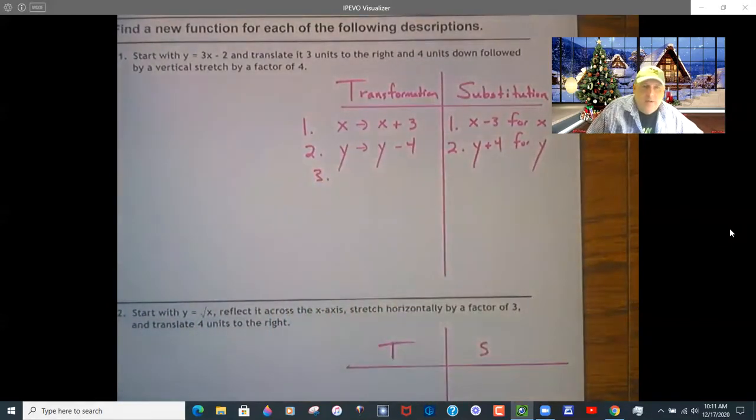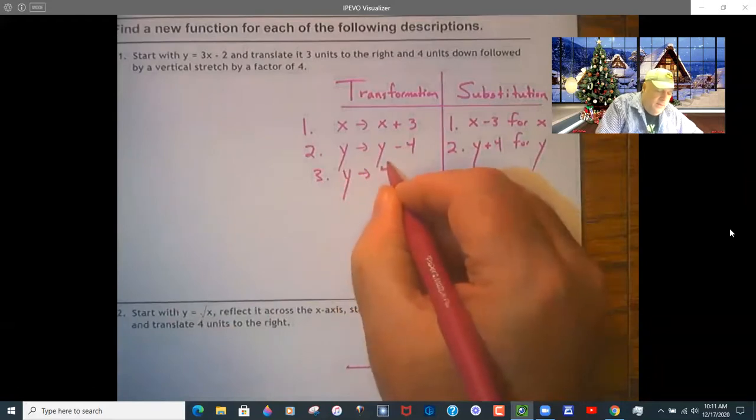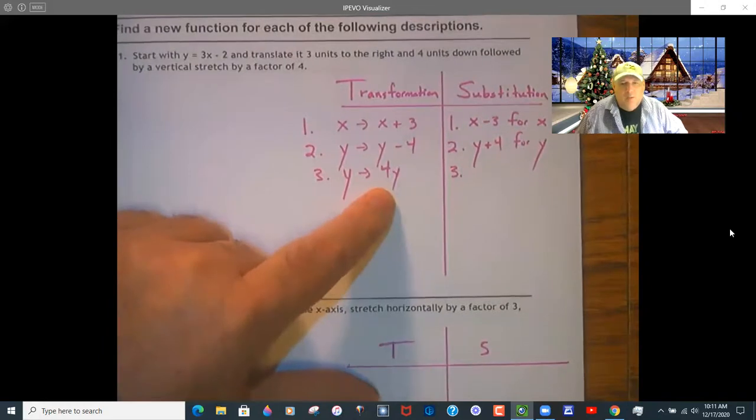Then step 3, a vertical stretch by a factor of 4. Vertically is in the y direction, and by a factor of 4 means that we're going to multiply by 4.